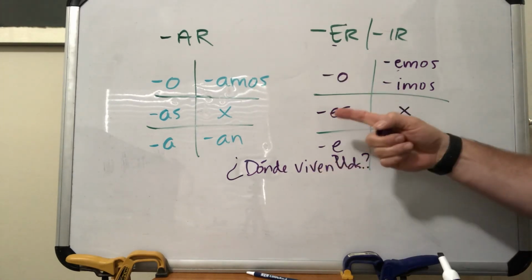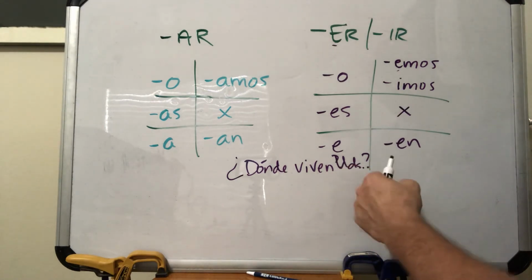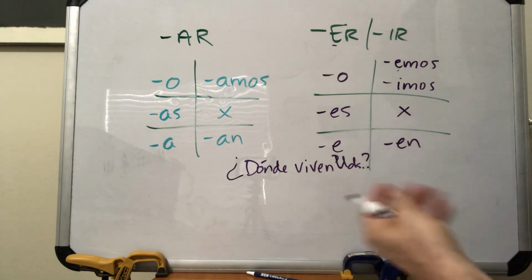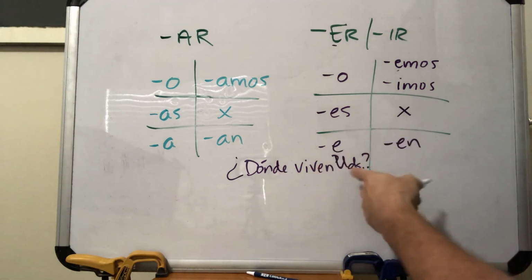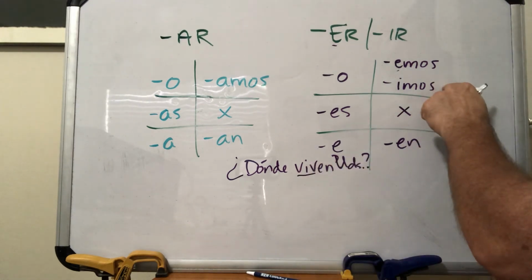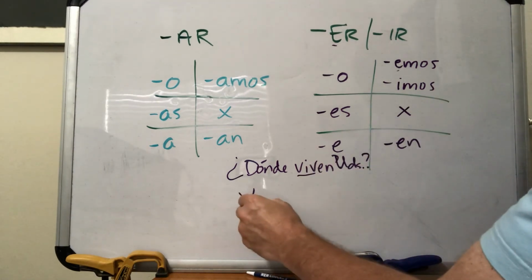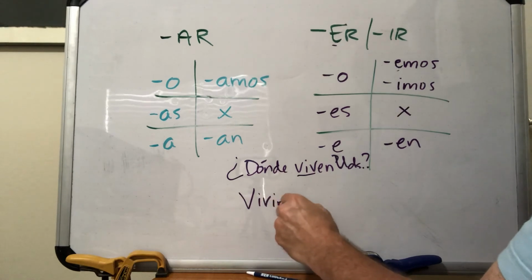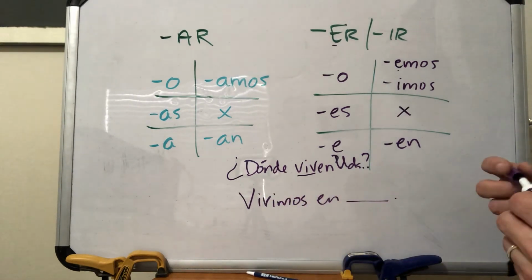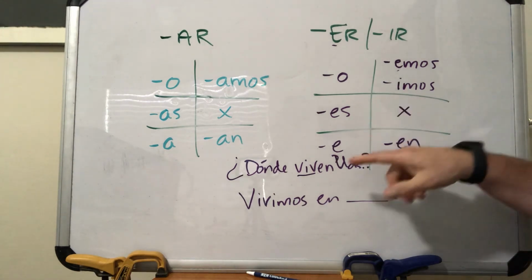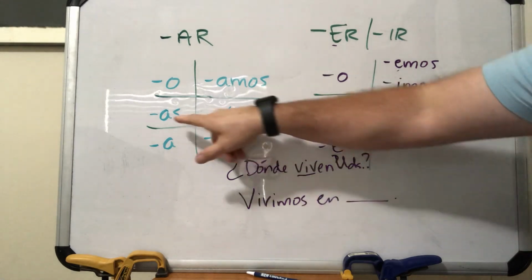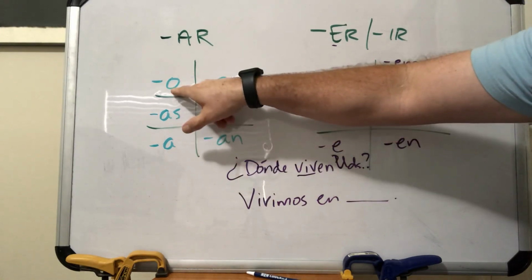Well, when we answer our question, we don't say you guys again. You say we live, because we'd have to change it to first person. So again, we got to switch from this ending. We're going to keep our stem, viv-, but now we got to go up to this one. So we say vivimos, and then wherever you live, you can add that in, okay? Same thing with the tú form. Where do you live? ¿Dónde vives tú? Yo vivo. ¿Hablas español? Sí, yo hablo español.